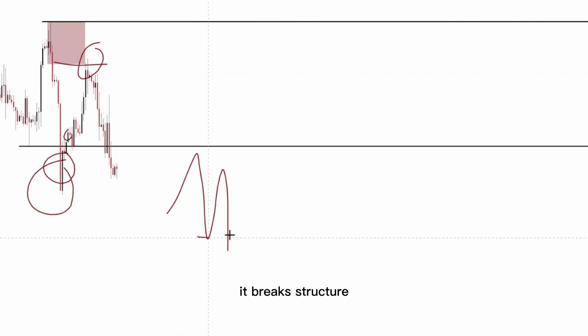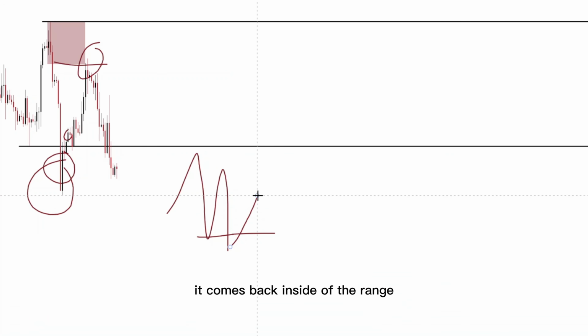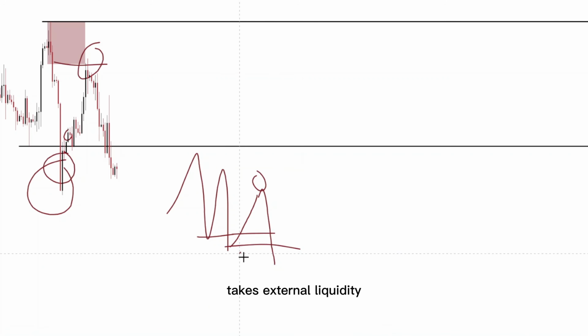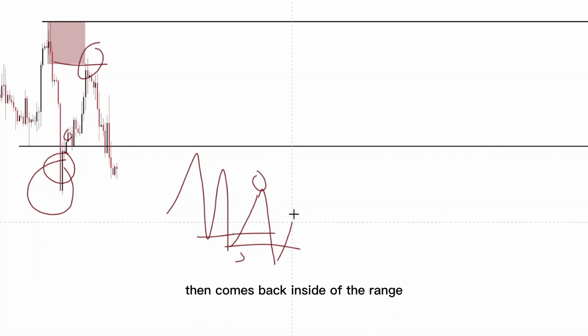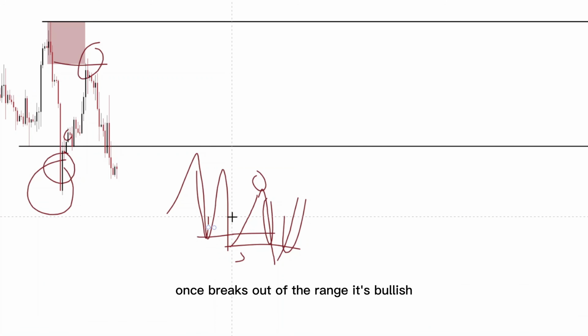That's why price moves like this. It breaks structure, and when it's in the supply and demand, it comes back inside of the range. Uses internal liquidity, comes out of the range, takes external liquidity, then comes back inside of the range. So bearish, bullish. Here, bearish. Once it breaks out of the range, it's bullish.